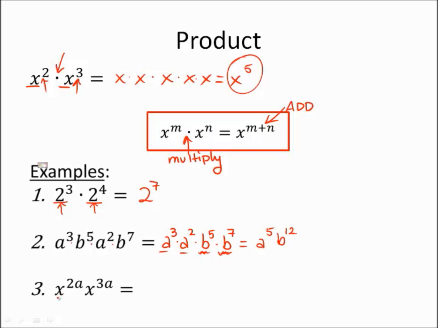We can also look at this example here. Bases are the same, so we can just follow the rule of adding the exponents when we are multiplying the powers, giving us x to the power of 5a.